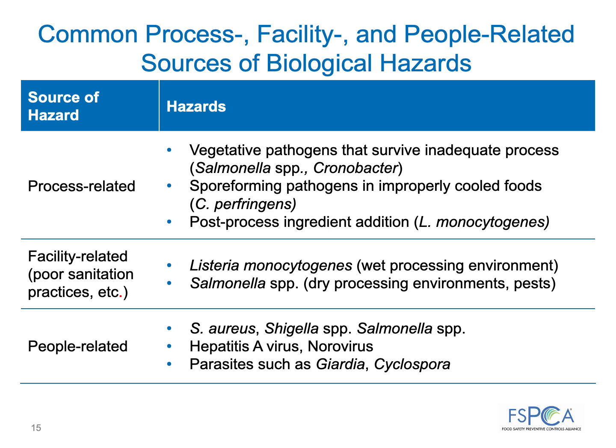Chapter 6, Hazard Analysis, will cover more details about resources that can be used to identify potential process, facility, and people-related biological hazards, e.g., FDA Hazard Guide.